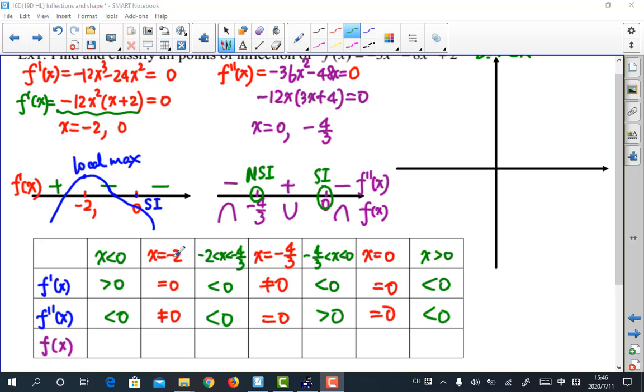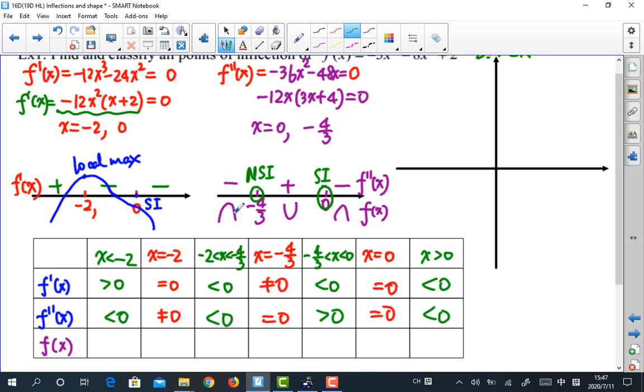So x equals negative 2. Then on the left side should be x is less than negative 2. Then the second zero is x equals negative 4 over 3 from the second derivative equals 0. Then x equals 0. For the columns, on each side of those zero points, I can put in the interval. So this interval should be between negative 2 and negative 4 over 3. In this column I can put down negative 4 over 3 to 0 for x. So this is the interval x is greater than 0.